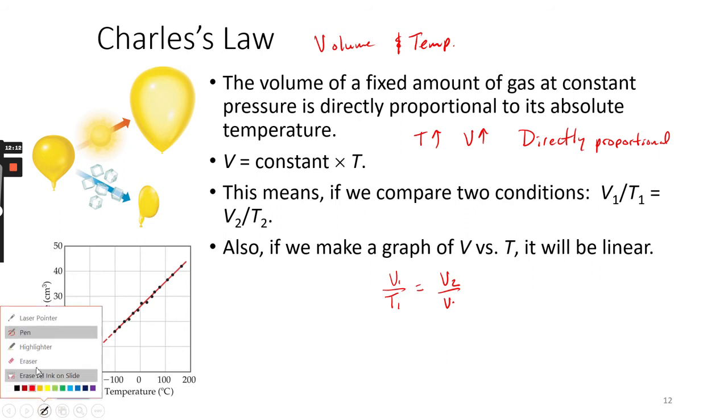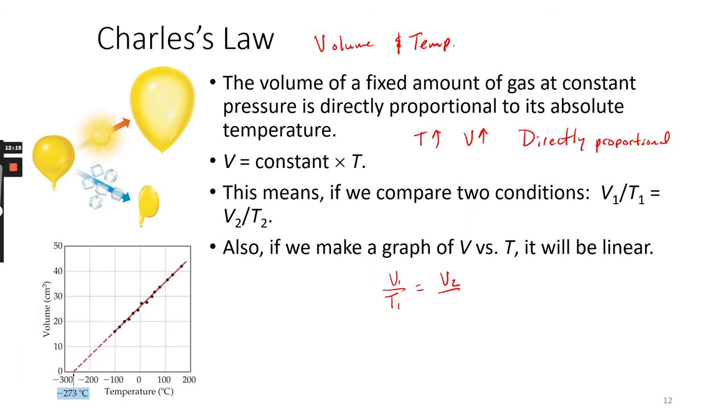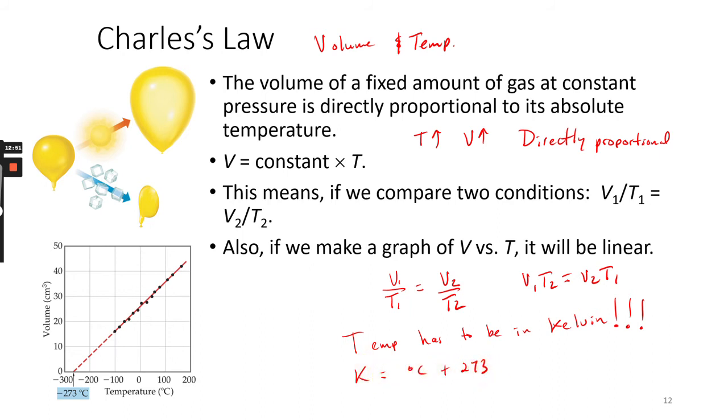the final volume over your final temperature. So if you cross multiply, because you don't like fractions, this is Charles's law. Now what's important is your temperature has to be in Kelvin. You'll find most of these gas laws you have to convert to Kelvin. Okay? And remember, in order to get Kelvin, you take degrees Celsius plus 273.